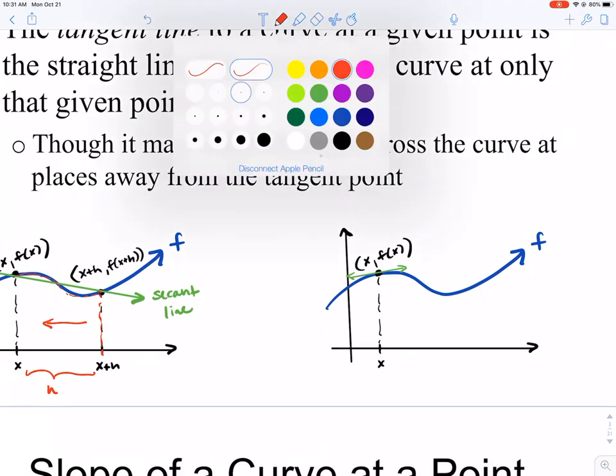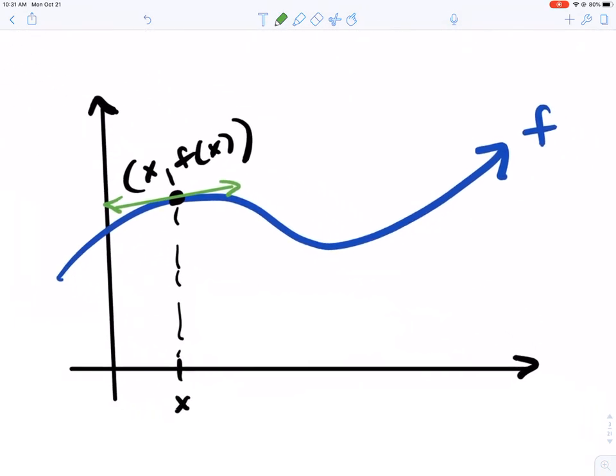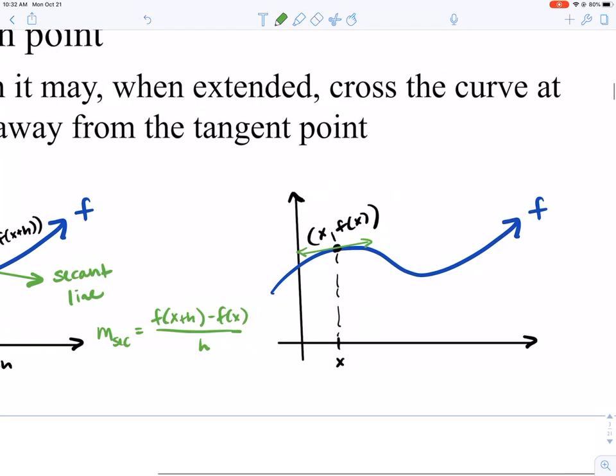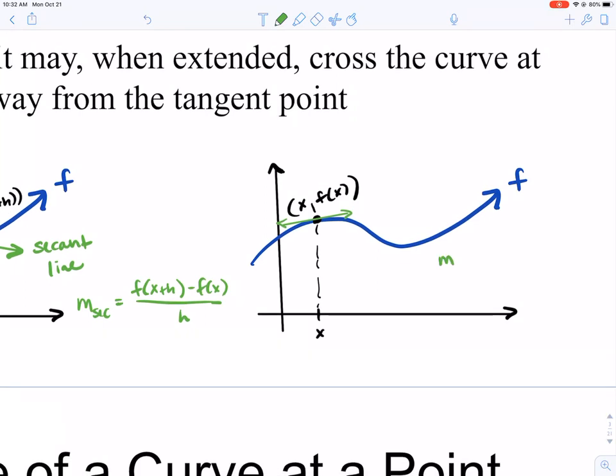So the slope of the tangent line uses the difference quotient, because remember, slope of the secant line, we could use the difference quotient to calculate. So slope of the tangent line, we're going to think about taking the limit as h approaches 0, so making that interval smaller and smaller and smaller, of the difference quotient.